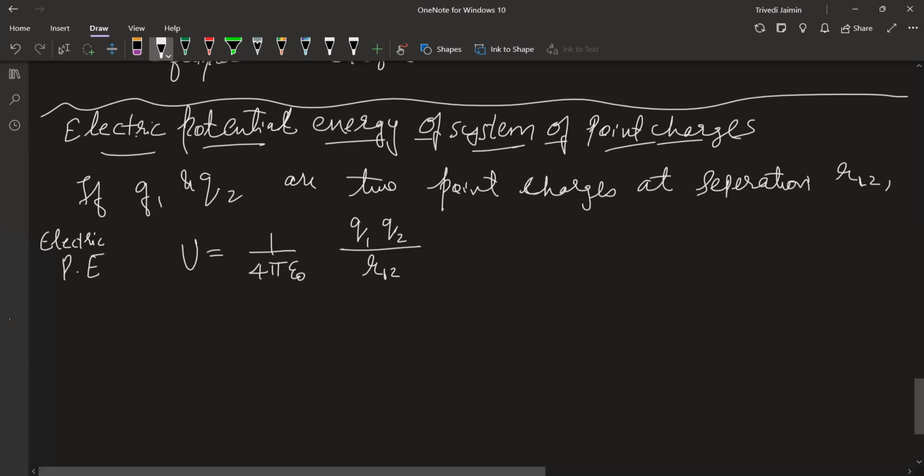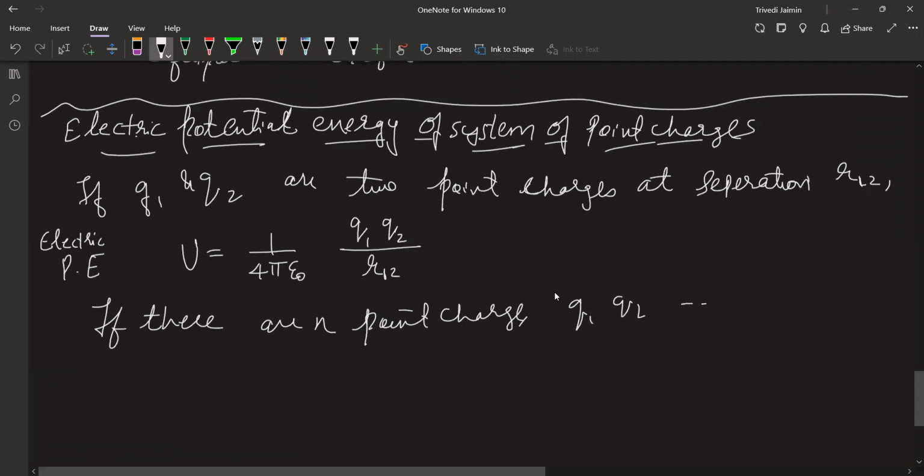U is electric potential energy. If there are n point charges Q1, Q2 and Qn, separation is Rij between the ith particle and the jth charge particle.